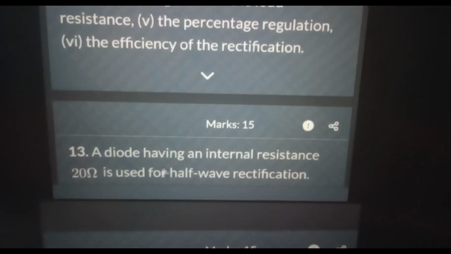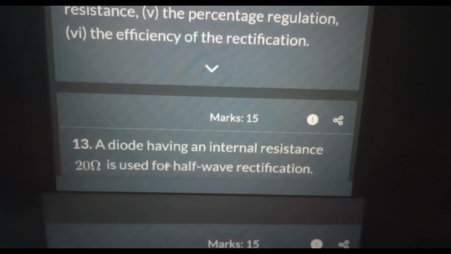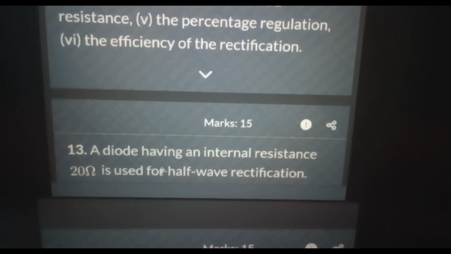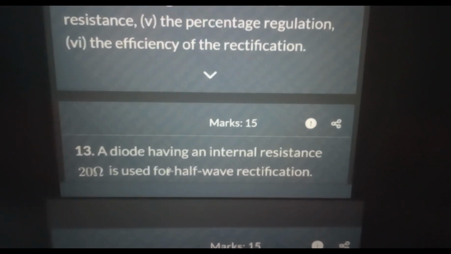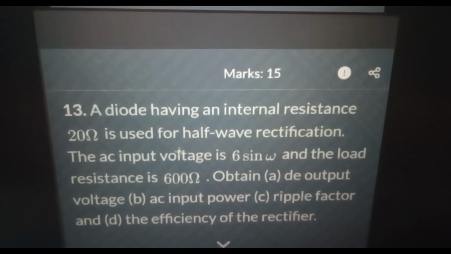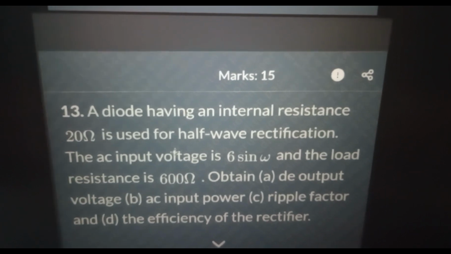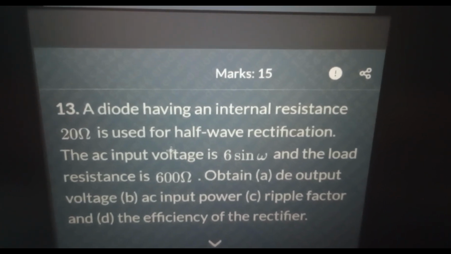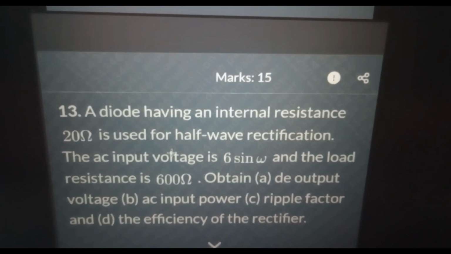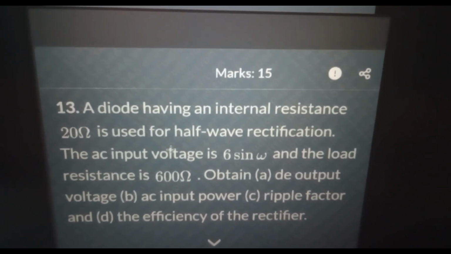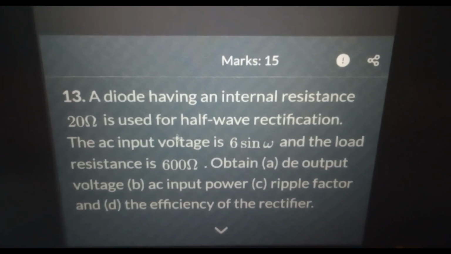Number 13. A diode having an internal resistance of 20 ohm is used for half wave rectification. The AC input voltage is 6 sin ωt and the load resistance is 600 ohm. Obtain the output voltage, AC input power, ripple factor and the efficiency of the rectifier.